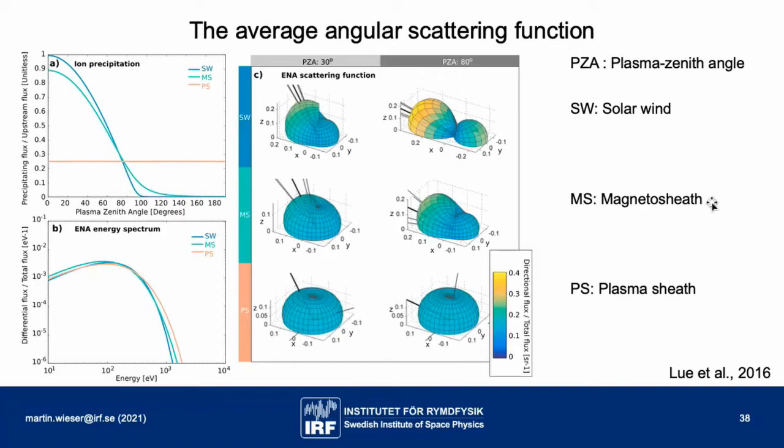As soon as we go into the magnetosheath, the temperature of the solar wind increases and it's directionally less well defined, and this angular scatter function gets more and more uniform. And inside the plasma sheet, where there are mainly magnetospheric ions, the scattering function no longer has an angular preference.